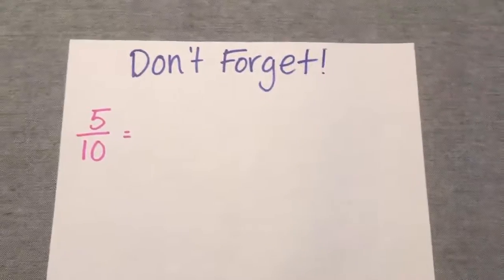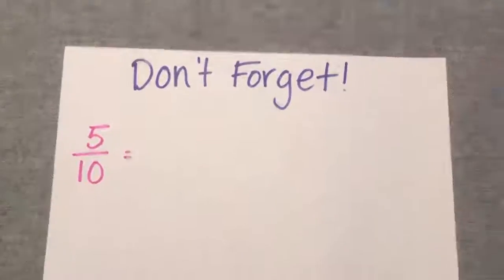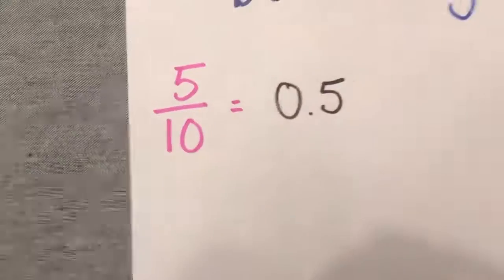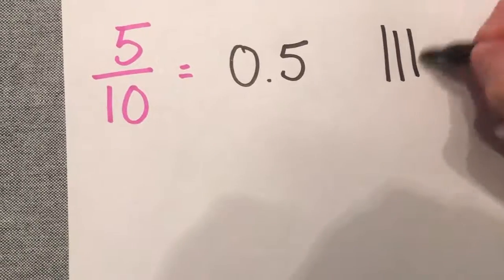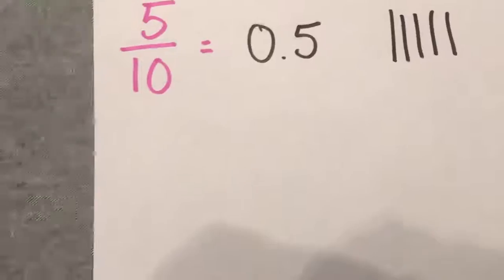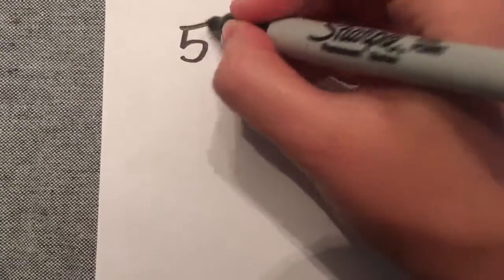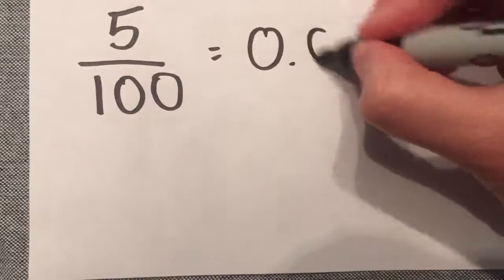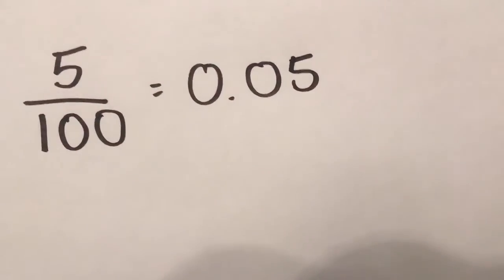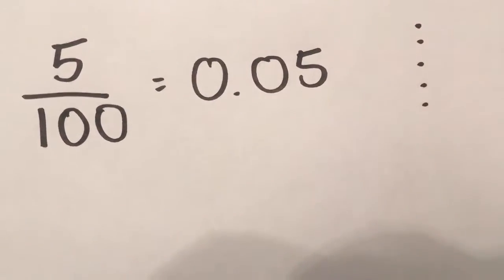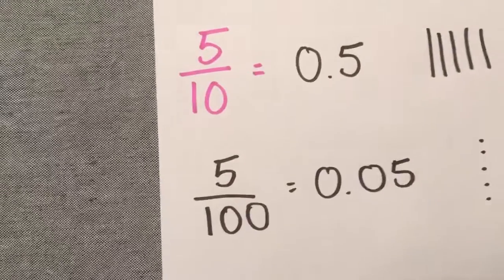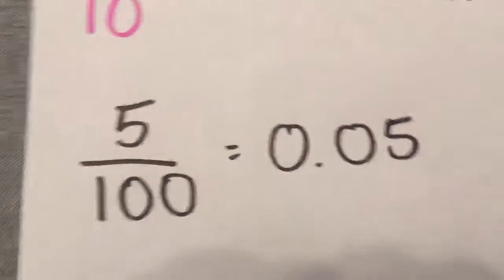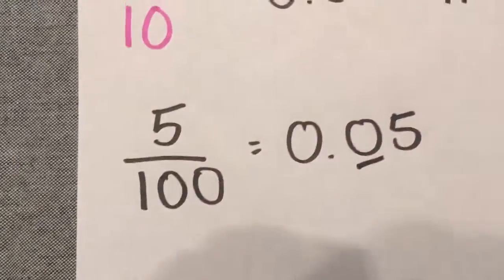Working with fractions and decimals can sometimes be kind of confusing. 5/10 looks like this as a decimal. This would be 5 rods, but a number like 5/100 would be written like this as a decimal. You could represent it with 5 units. These are not the same number. Notice the tenths and the hundredths. You cannot forget to include that 0 in your tenths place.